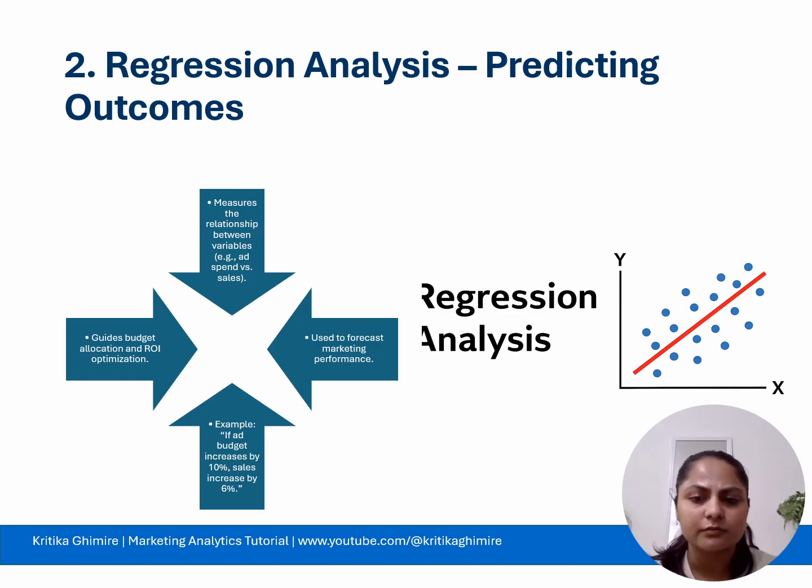For example, Spotify might use regression to study how ad spending, playlist recommendations and user activity affect overall streaming time. If they notice that more ad spending leads to higher listening hours, that's a clear insight. Regression also tells marketers how strongly one factor impacts another. You can run it easily in Excel, Power BI, or maybe in Python. The key value to look for is R square, which tells you how accurate your prediction is.